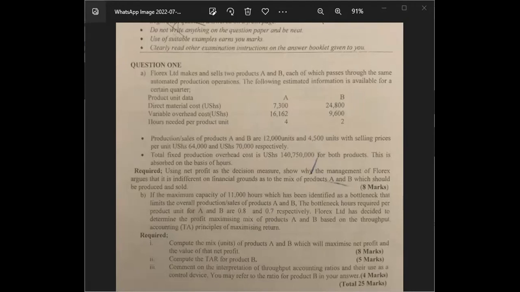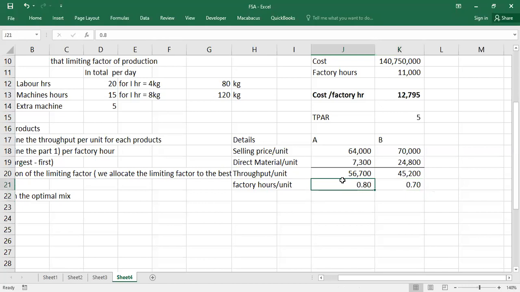I will just share the screen now. If I share the worksheet again, I hope you can see it. So this is what was said. The limiting factor per unit was this. Now I'm good to go. Then I continue. I'm still on step 2, which says that you're supposed to find the throughput per factory hour. So this I will use as throughput per unit divided by factory hour per unit. That's what you will get.